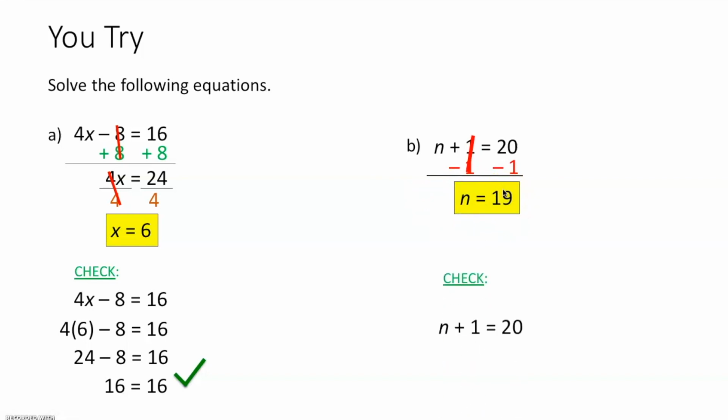So we go ahead and take that 19, plug it back into the original equation for n, and we can simplify. What is 19 plus 1? 20. So 20 equals 20. We're done.